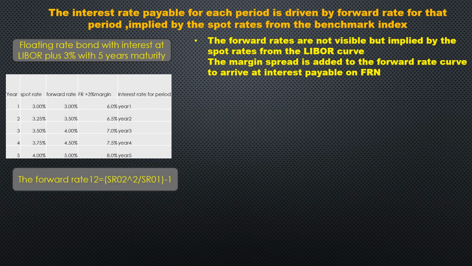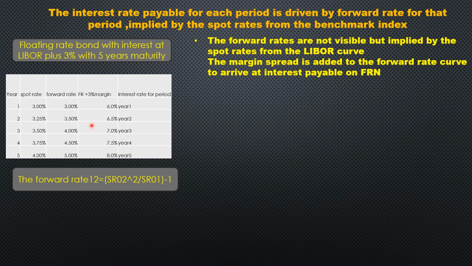The floating rate bond with interest at LIBOR plus 3% with 5 years maturity is given below in this table. Now let's see how payable interest for each period is arrived at from the spot rate curve of LIBOR. At the inception, these are the spot rates arrived from the LIBOR curve, and these are the forward rates. These are the forward rates calculated from the spot rate curves, and this is the 3% margin added to the forward rates.